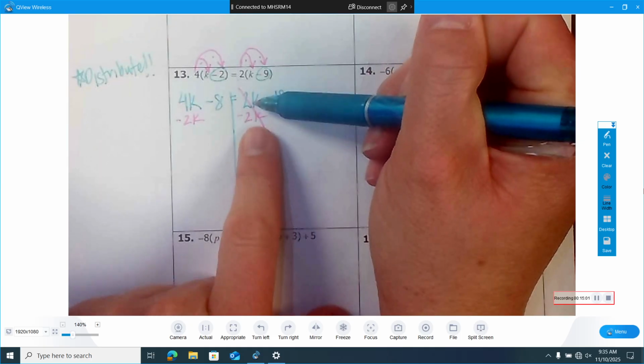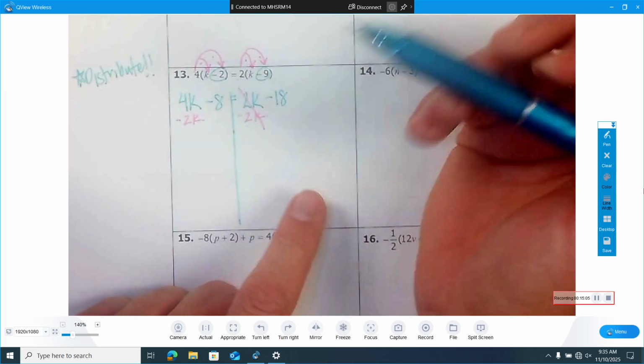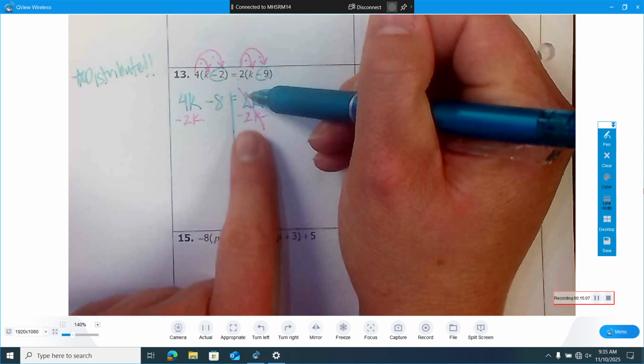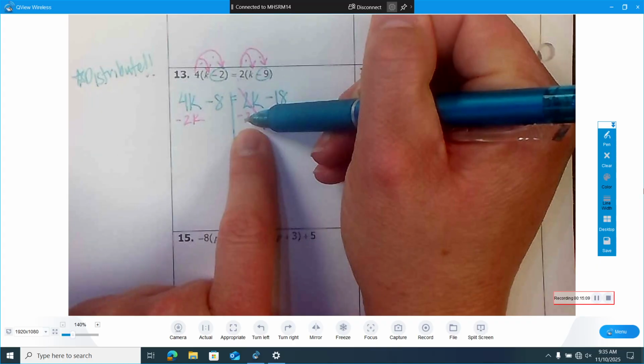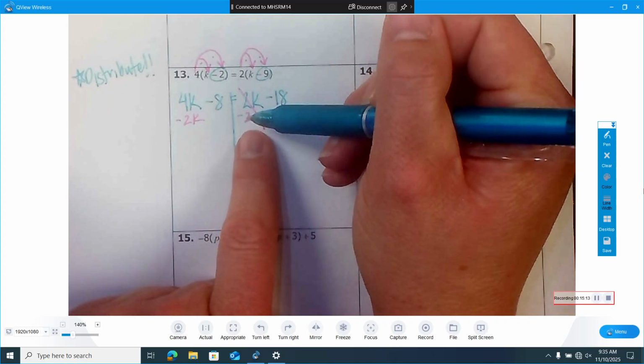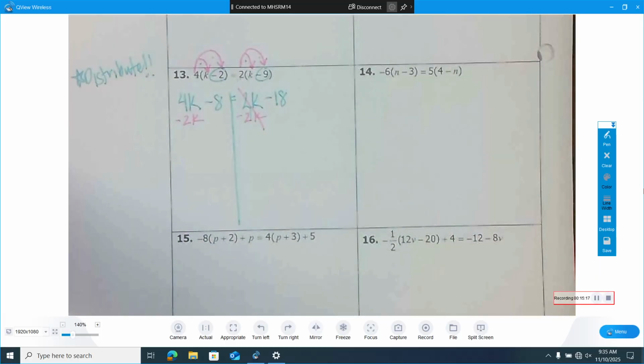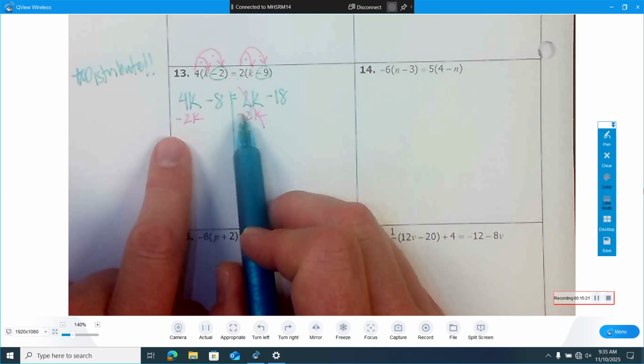2k wants to join with 4k because they're friends, right? But he has to cross the electric fence. And in order to cross the electric fence, that's why we changed the sign. Okay? It's kind of a silly story, but when you have to cross that equal sign, we have to do the opposite, okay? Because it's on the opposite side. So that's why it became a negative 2k.